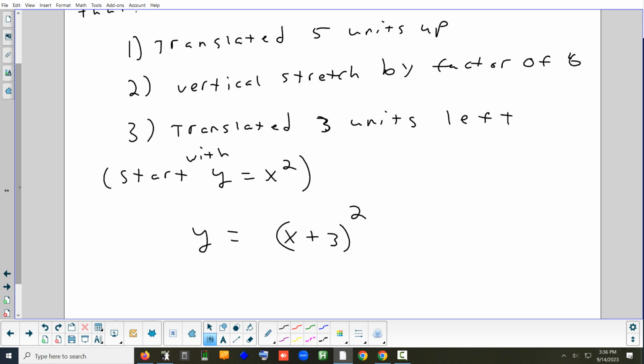First, think of what operation you would use. So we used adding and subtracting. We wanted to shift it. You multiply, and do you remember where you multiply to do a vertical stretch? Well, it's going to be on the right-hand side. So we're going to leave the y. It's always y equals, and we have to do something on the right.